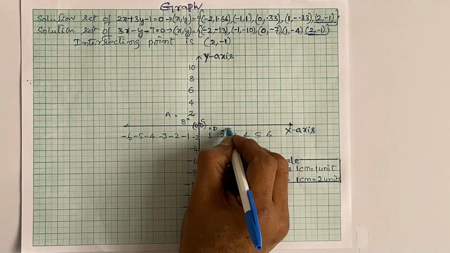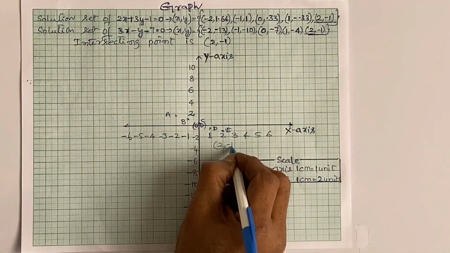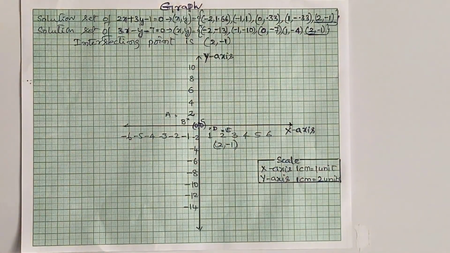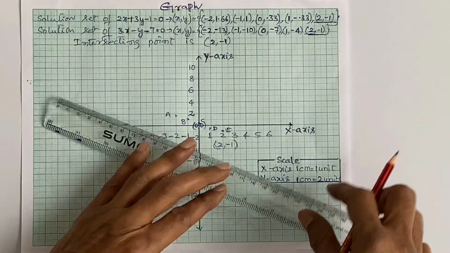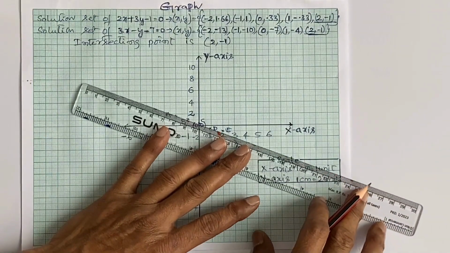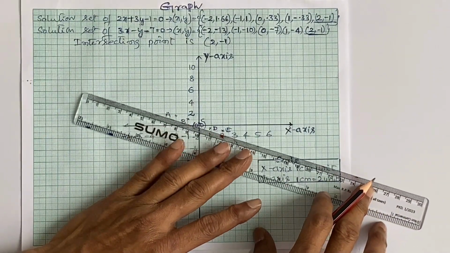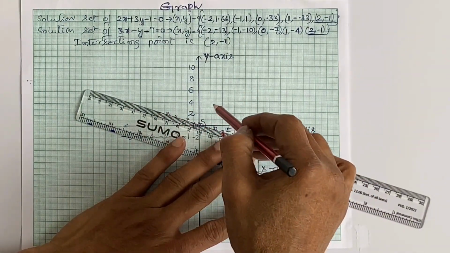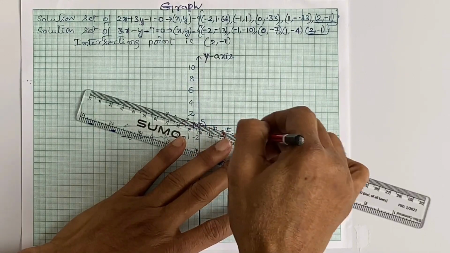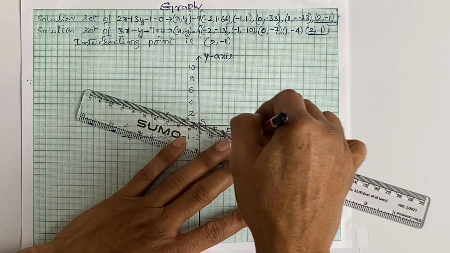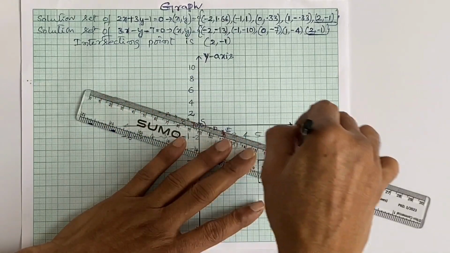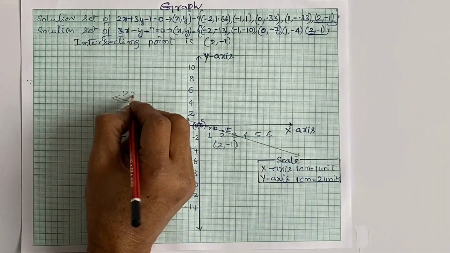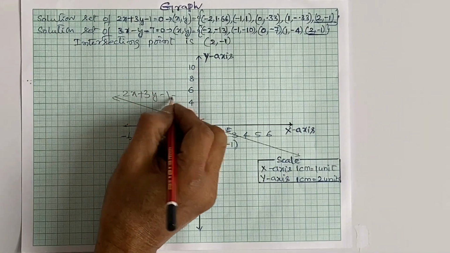This is a common point. I will write 2, minus 1. We need only 2 points to draw a graph, but we have many points. I am drawing the graph which is passing through 2, minus 1. This is 2x plus 3y minus 1 is equal to 0.